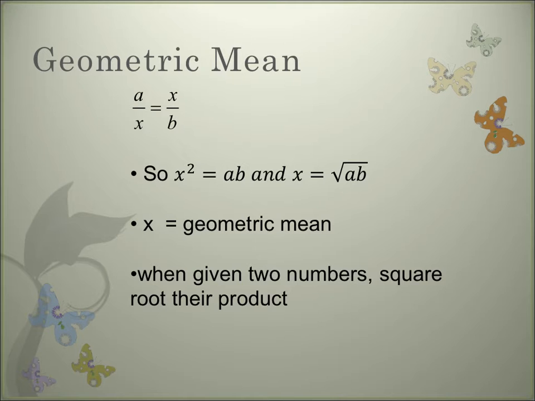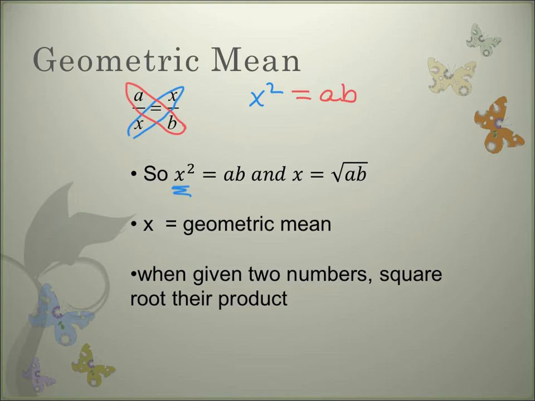when you did pre-algebra. When you solve a proportion, the cross product here is going to be, when you're given two numbers, you're going to square root their product. So here we're just doing the cross products. We're multiplying x times x and then a times b. X times x gives me x squared, and then a times b is ab. So when I'm solving this proportion, I'm getting x squared is equal to a times b.